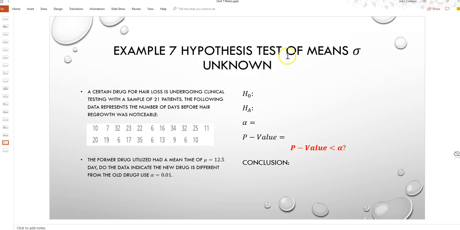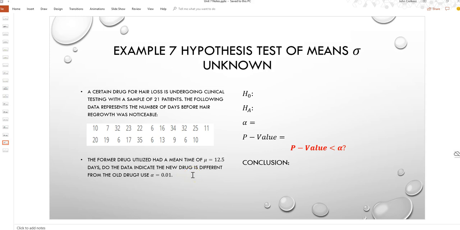So in this case, we are given, we don't know it, but again, you won't have that title on every question, sadly. So we have a certain drug for hair loss undergoing clinical testing with a sample of 21 patients. The following data represents the number of days before hair regrowth was noticeable. The former drug utilized had a mean time of mu is equal to 12.5 days. Do the data indicate the new drug is different from the old drug? Use alpha is equal to 0.01.